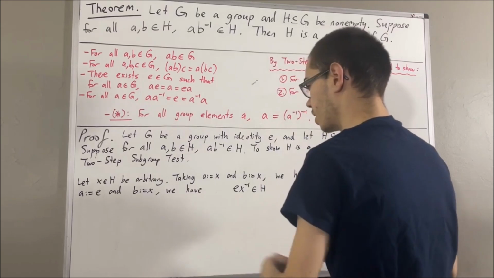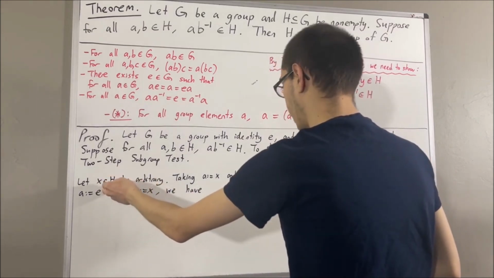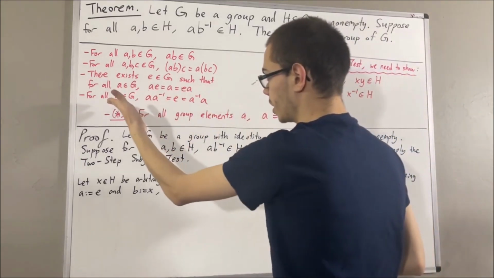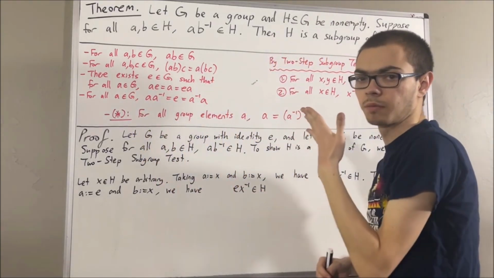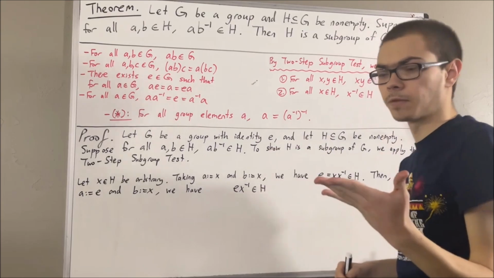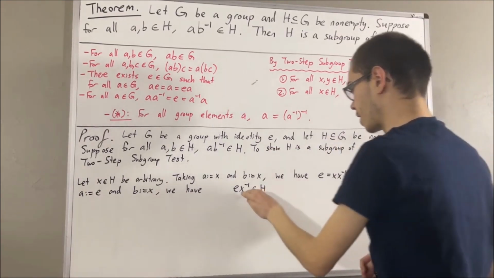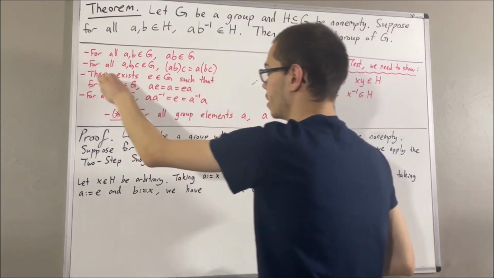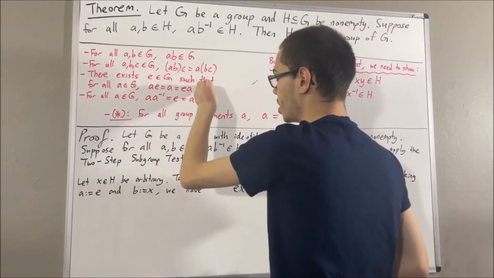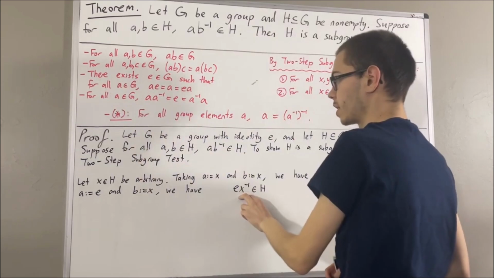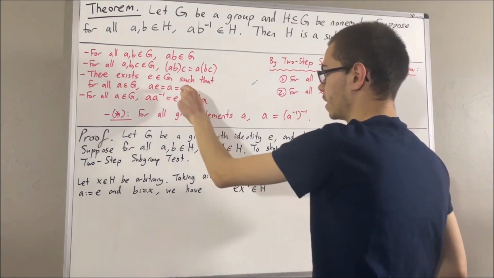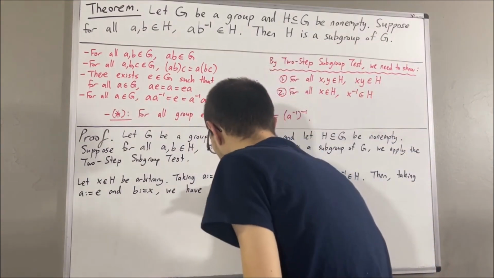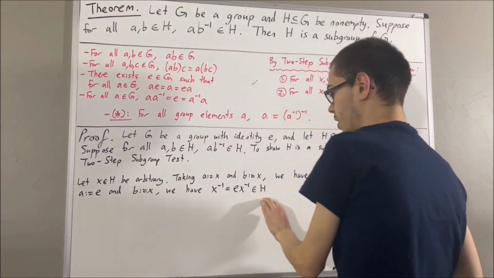And remember, since X is an element of H, X is an element of G. But since X is an element of G, that tells us the inverse of X belongs to G, right? That's the definition of the inverse of an element. So since the inverse of X belongs to G, let's go to the definition of identity element. This statement works for every element of G, so in particular it must work for the inverse of X. So we must have that E times the inverse of X is equal to the inverse of X. So this tells us that the inverse of X belongs to H.